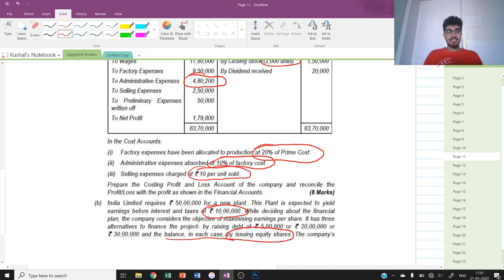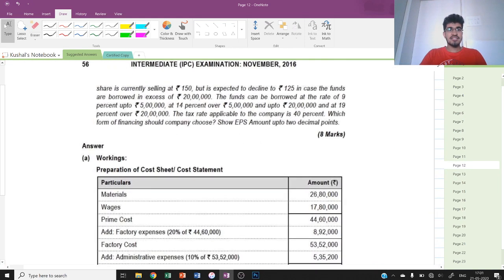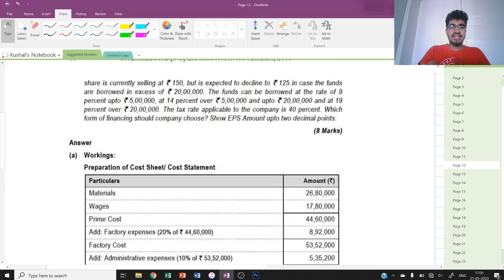Okay, it requires rupees 50 lakhs, and it is considering three options, namely raising debt of 5 lakhs, 20 lakhs and 30 lakhs, and in all three options the balance amount would be raised by issuing equity shares. The company share is currently selling at rupees 150 but is expected to decline to rupees 125 in case the funds are borrowed in excess of rupees 20 lakhs.